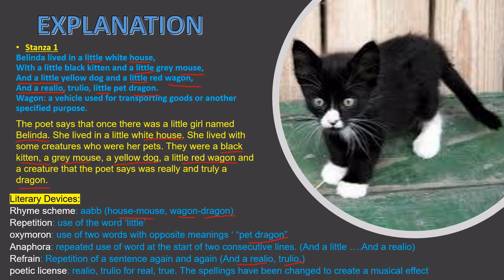Next literary device is poetic license. So poetic license is actually "realio, trulio" for real and true. Here realio means real, trulio means true. The spellings have been changed to create a musical effect. So here you see the spellings are not written properly. Real, R-E-A-L, is written R-E-A-L-I-O, realio, and trulio. It is just to give a musical effect. So this literary device is known as poetic license.